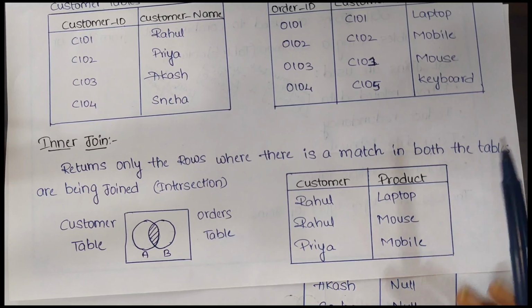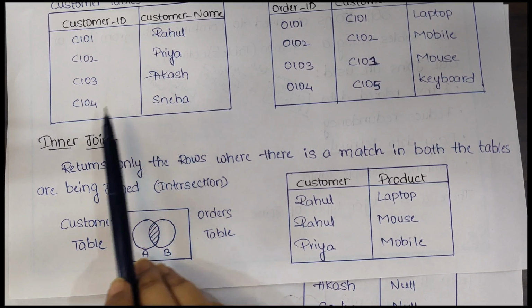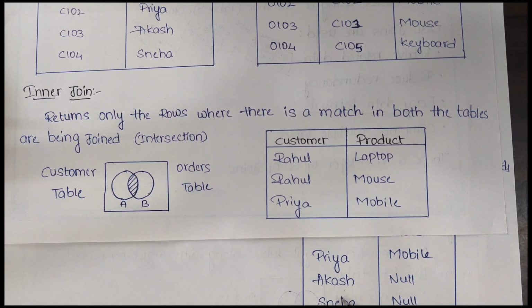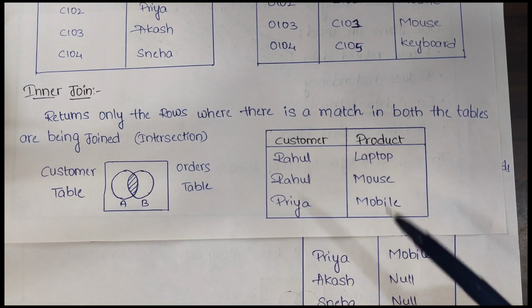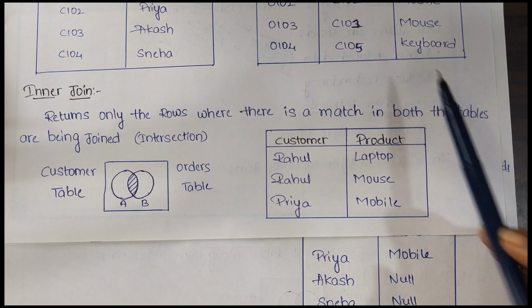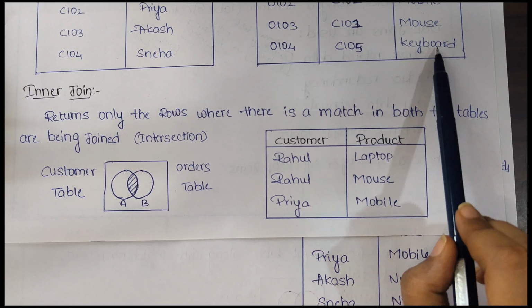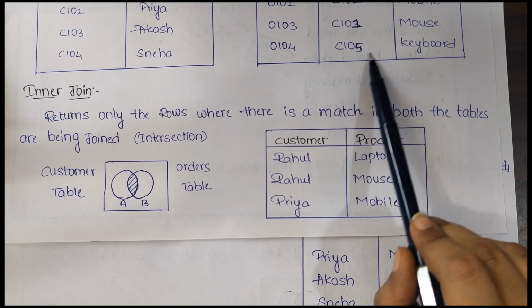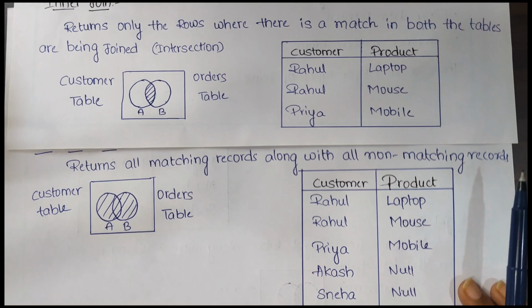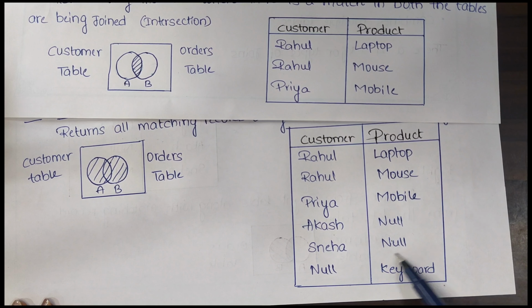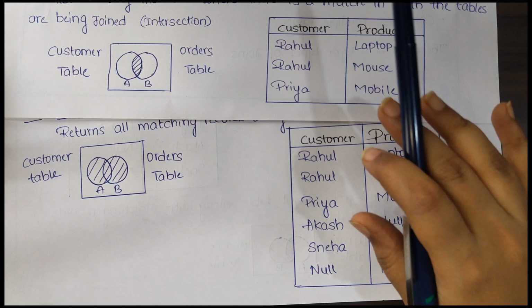Next we are having the non-matching records. See, Akash and Sneha were non-matching. So this was written, and what products Akash and Sneha bought is also not known, right? So null was also written. And from the right table we don't know who bought this keyboard. We just know the customer ID, so the person name was not known. So still we wrote this as null and product was keyboard. This was the full outer join.